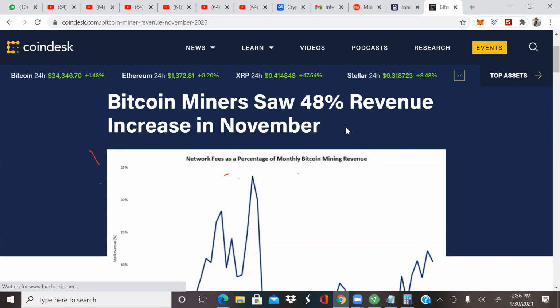That's just the difference. But you are making money. Bitcoin miners saw a 48% revenue increase in the month, so you make more money when the price of Bitcoin is going up.